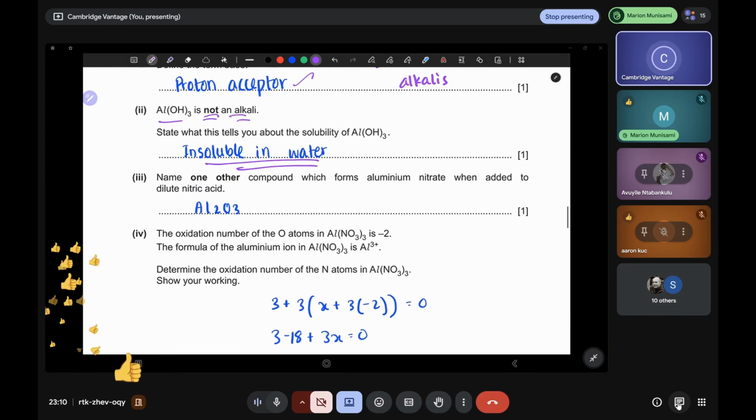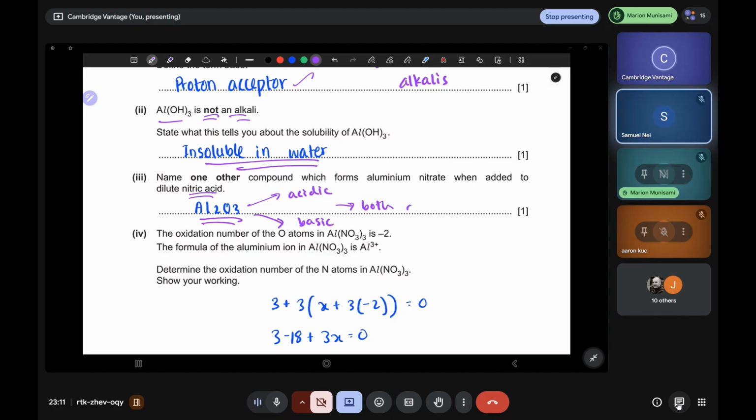And then name one other compound which forms aluminum nitrate when added to dilute nitric acid. Essentially, you're looking for another oxide of aluminum that's going to react with your acid. So what we write down is aluminum oxide. Now, is aluminum oxide acidic, basic, or is it both? Can anyone tell me? It's amphoteric. Exactly, you are correct. It's amphoteric. And can anyone name any other amphoteric oxides?